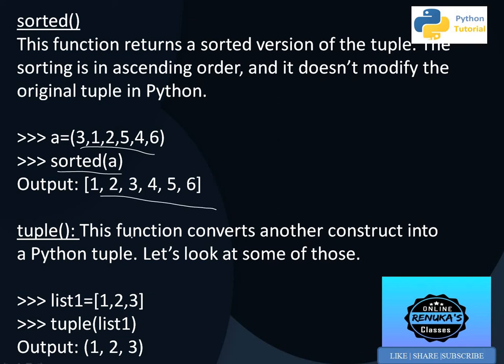Tuple: we can convert one type, like a list, to tuple type. With the help of the tuple function, if list 1 is equal to 1, 2, 3 and we write tuple with list 1 in the brackets, the list will be converted to a tuple. So this is how we can change from one type to another.